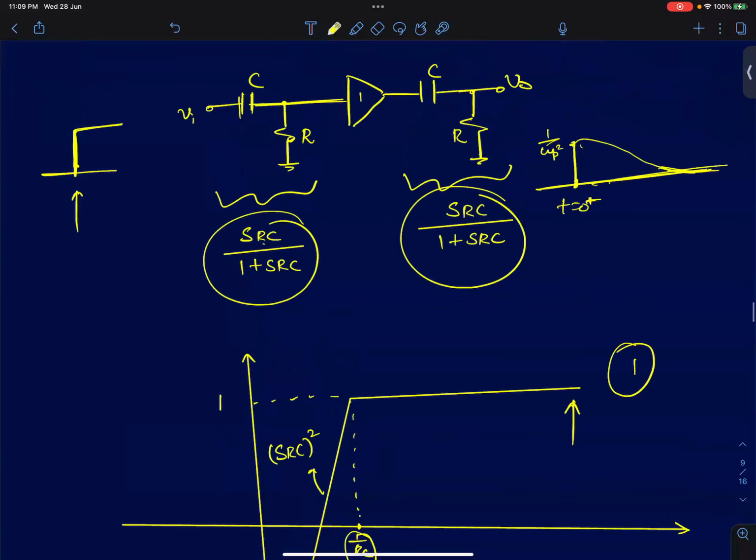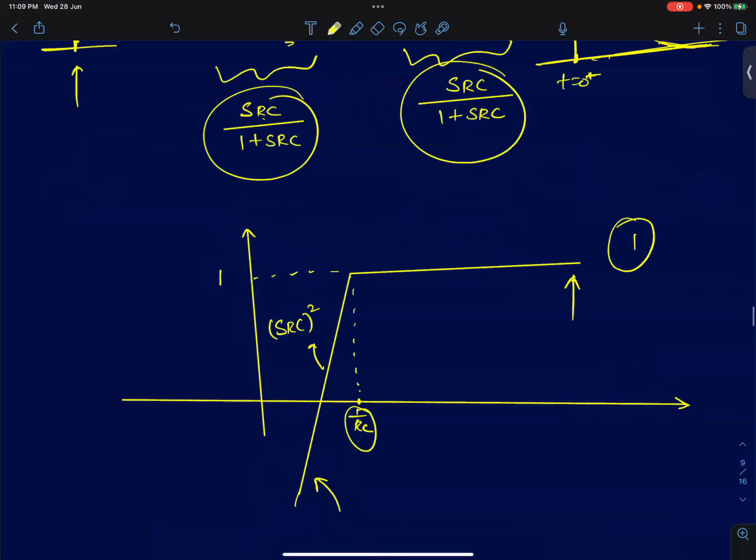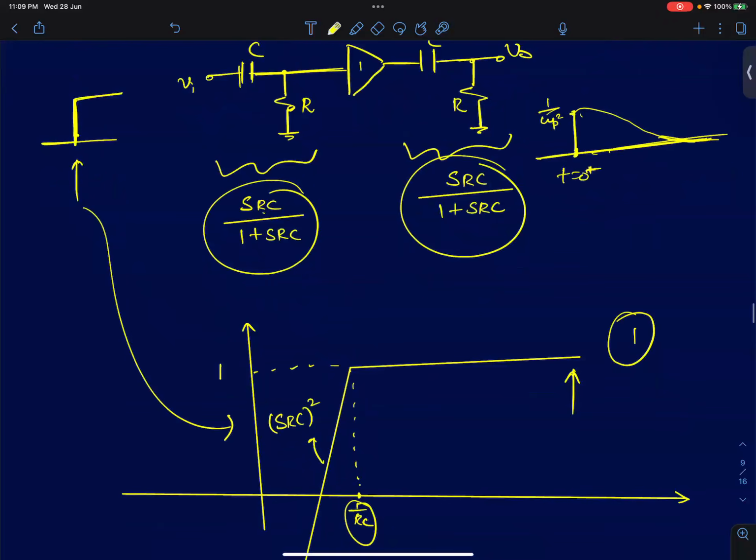So now I'm feeding a step input. I'm giving you this transfer function. Can you predict the output? You will tell me that, okay, at high frequencies the gain is just 1. So if I suddenly feed a step, I should expect a step at the output as well. And the magnitude of the step is going to be just equal to 1 at high frequencies.